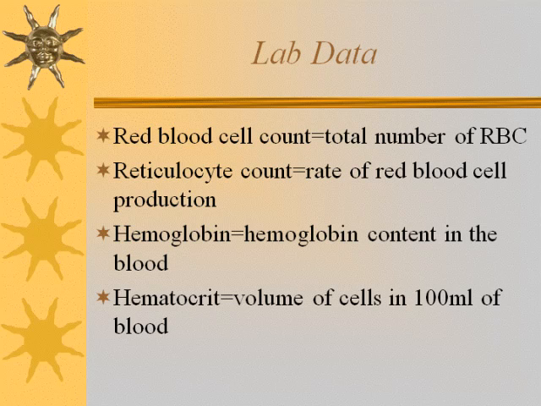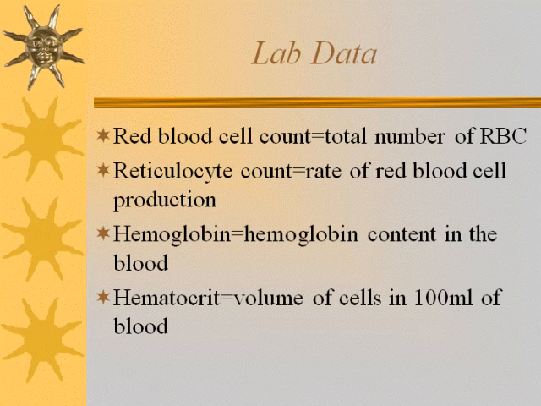Females is usually around 12 to 15. The hematocrit is the volume of cells in 100 milliliters of blood. Volume of red blood cells in 100 milliliters of blood. Again, you see a little bit of difference in men and women. Men is usually about 40 to 50%. Women is usually 37 to 47%.